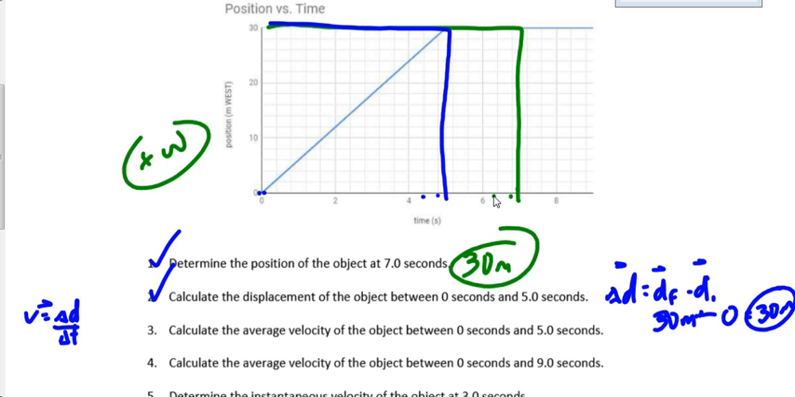is 30 meters. Now, a lot of people were asking me about this. I wasn't anticipating this question, but a lot of people asked me, so clearly there was a little bit of an issue with it here. How do we find the time? Well, the time interval between 0 and 5 seconds is 5 seconds. The time interval between 1 and 5 seconds would be 4. The time interval between 10 and 14 would be 4 seconds, right? We just subtract the 2 times. So my time interval here is 5 seconds. 30 divided by 5 seconds is 6.0 meters per second.